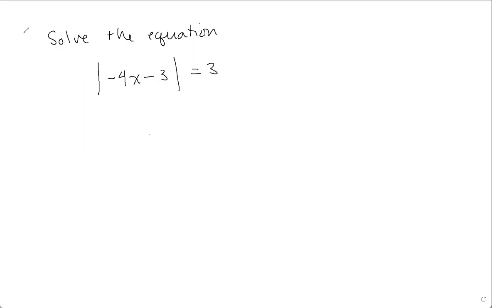For this example, we need to solve the equation, the absolute value of negative 4x minus 3 is equal to 3. Now, the first thing that we want to do when we're solving absolute value equations is to make sure they're in standard form. Standard form means we want the absolute value on one side, and then everything else on the other side. I hope you can see that this equation is already in standard form.